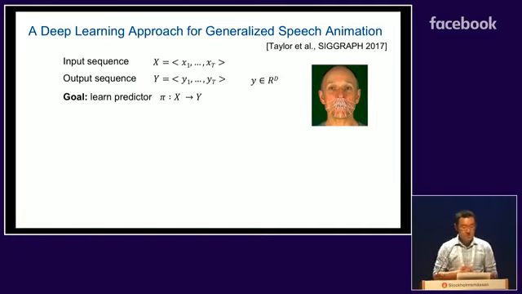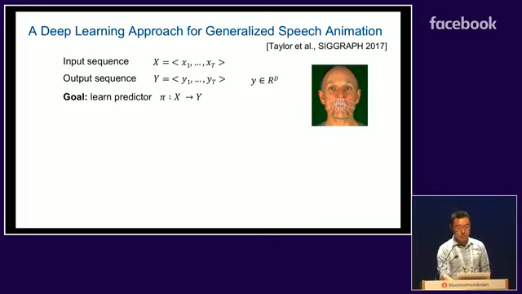Here is the high-level idea. It's from a paper titled A Deep Learning Approach for Generalized Speech Animation. It was a project I worked on in collaboration with the Walt Disney Company. Here's the idea. We have an input sequence, here X, which you can think of as an input sequence of phonetics. And then we have an output sequence, here Y, which in this case is an output sequence of deformations of a face model.